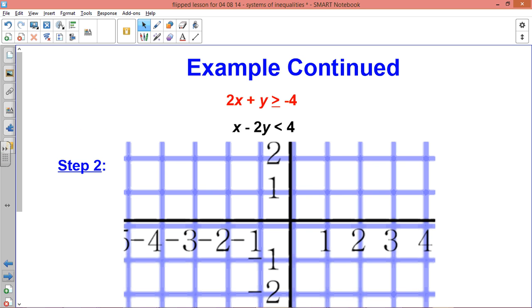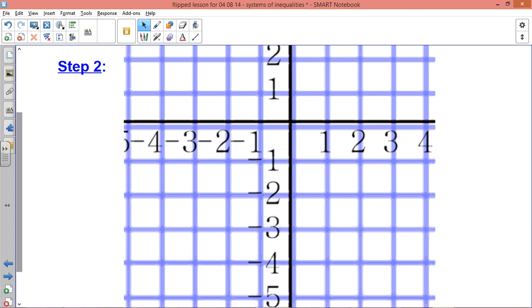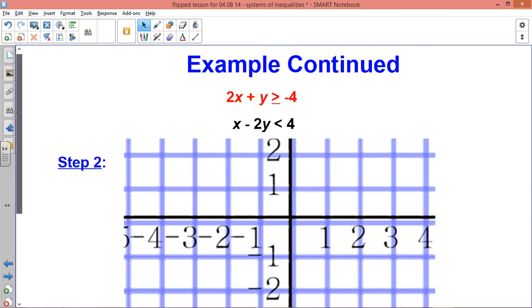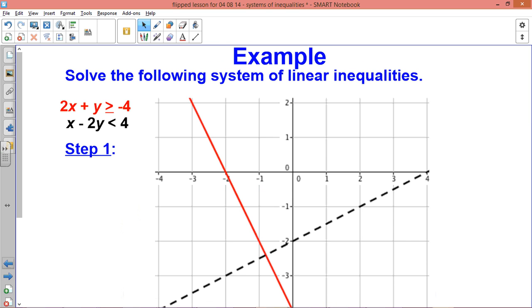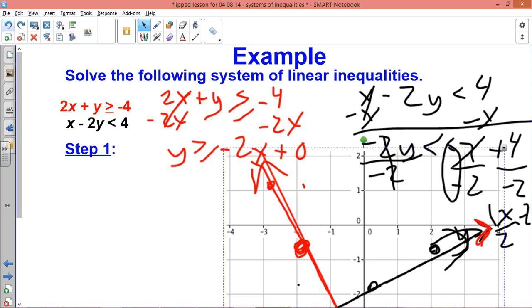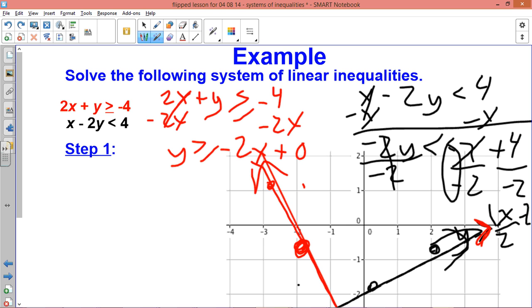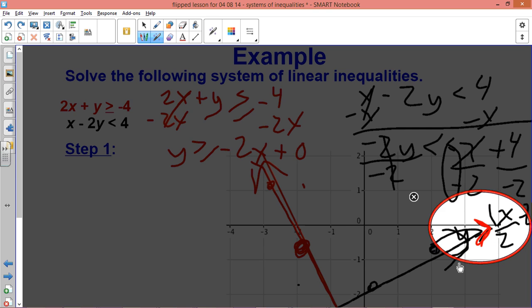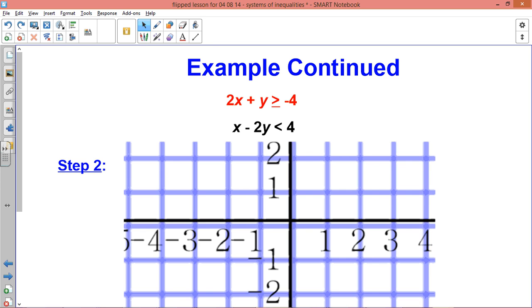Next, I am going to shade in the correct parts of it. For the first one, the red one, y is greater than, so y is going to be above, and we're going to shade above. The next one, y is greater than, once again we're going to shade above. So both of these we're going to shade above the boundary lines.